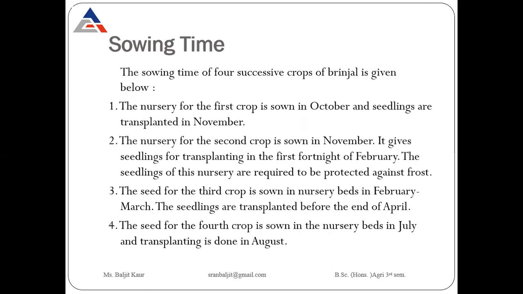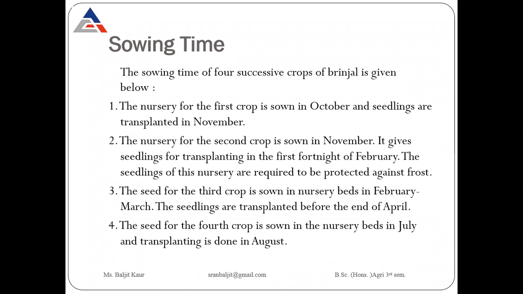Then sowing time. There are 4 successive crops of brinjal that can be taken in 1 year. So there are 4 times in a year at which brinjal can be sown. The crop can be sown in October in nursery beds, and this crop will be transplanted in the main field during November. So the sowing time is October to November: October in the nursery and November in the main field, when the seedlings are transplanted.